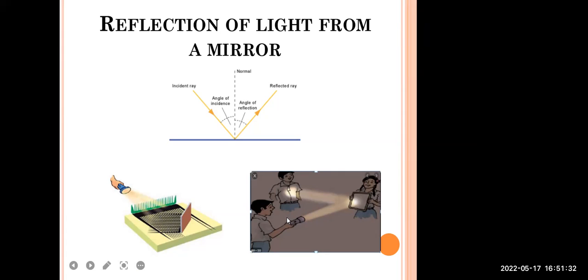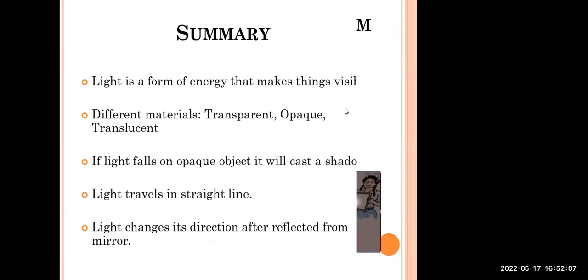Now, this is another example of the reflection of light. There are three students standing in such a way that the first student is holding a torch and shining the light from the torch on this mirror. As it travels in a straight line and falls on the mirror, it gets reflected over here and you can see the spot on the shirt of the second student. So light travels in this way and gets reflected because there is a mirror. This is called the reflection of light from a mirror.